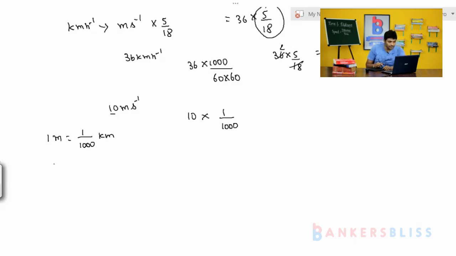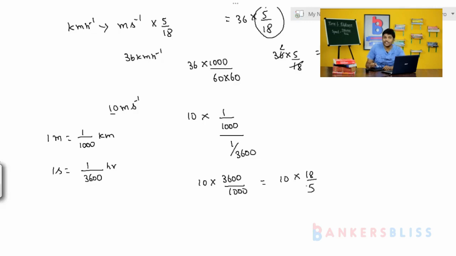So, see here, 1 second is equal to how many hours? 1 by 3600 hours. So, divided by 1 by 3600. So, 10 into 3600 by 1000, which is equal to 10 into 18 by 5. 5 2s are 10, so which is equal to 36. Okay, 36 kilometers per hour.